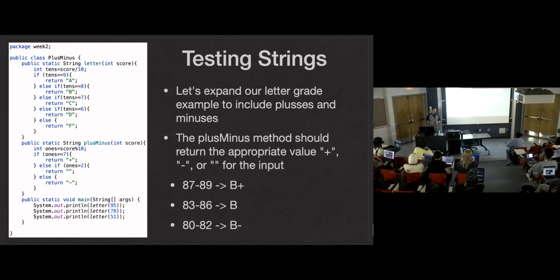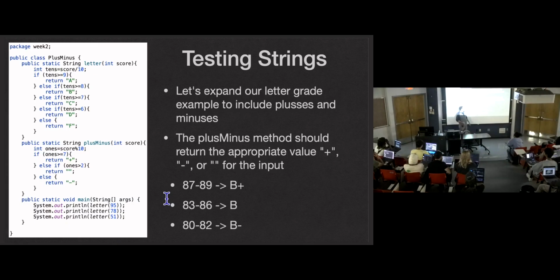So let's revisit some code that we saw last week. We had this letter method. I cleaned it up a little bit. I got rid of that extra variable that I used just to talk about variables inside code blocks. And I'm adding this method, plus minus, which is the one we want to look at today. I'm going to say anything with 7, 8, or 9 in the ones digit, we're going to give a plus to.